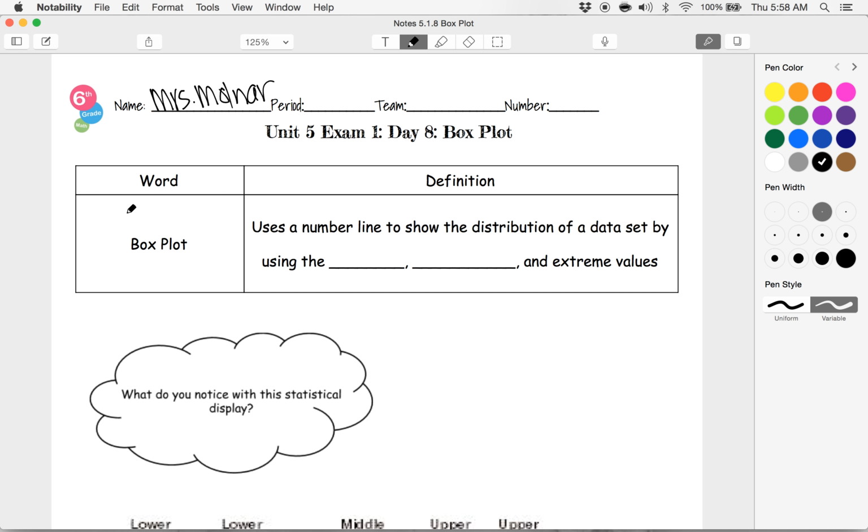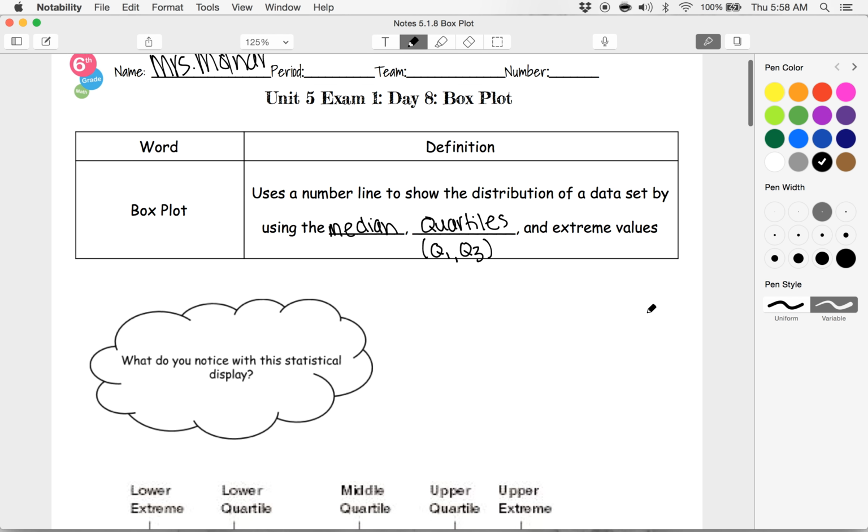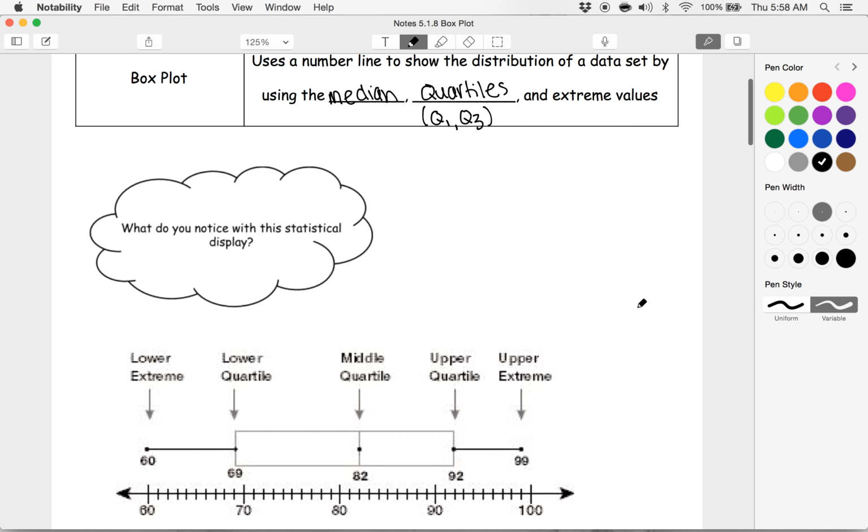And let's get started. So what we're learning about today is something called a box plot. Using a number line to show the distribution of a data set by using the median. So we're going to need the median, the quartiles. So remember that's Q1, Q3 kind of things, and the extreme values. So it's going to end up looking something like this. So this right here, this whole thing is a box plot.